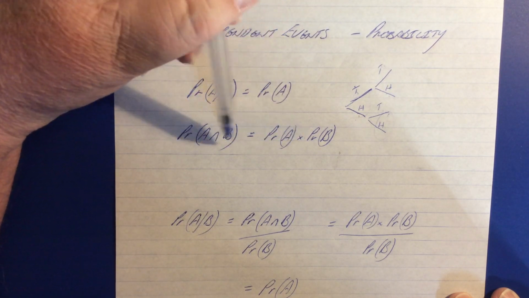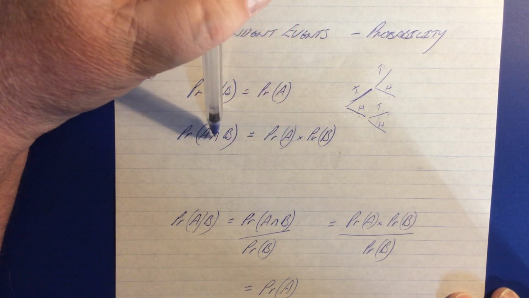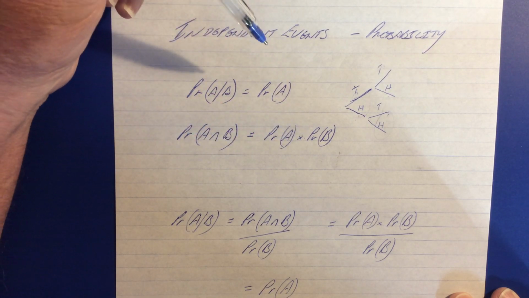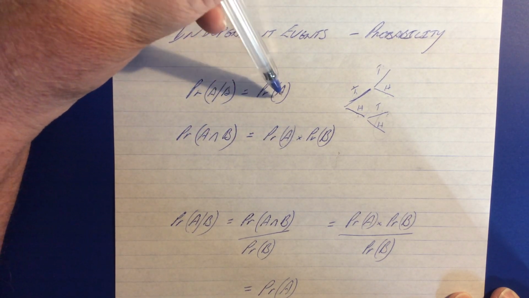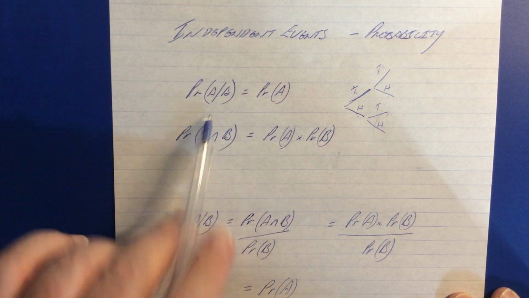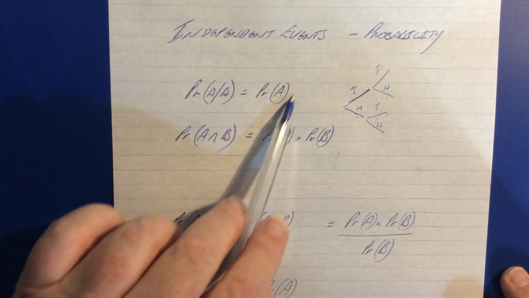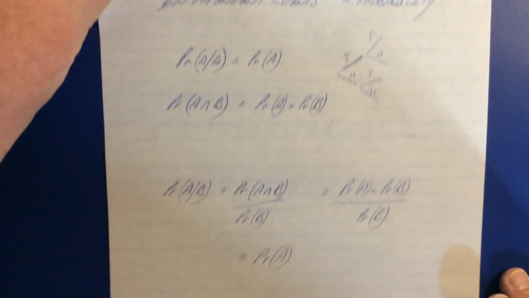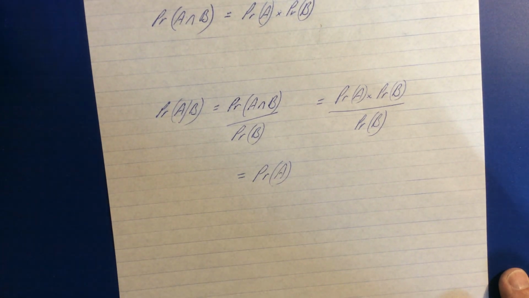So this is another test of independence. If this equals this, your events are independent. If this equals this, your events are independent. Now, taking this first point here, how do we get to the point where this would equal this? Right. Well, there's a little bit of a story here.